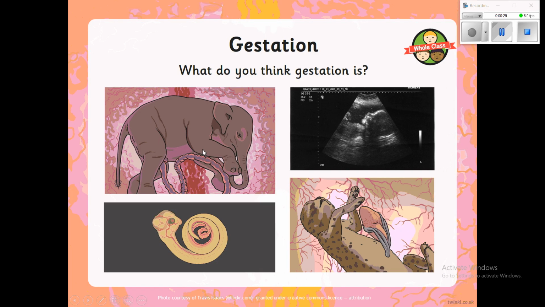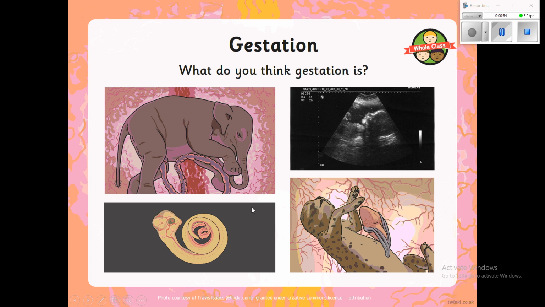So gestation, what is it? What do we think gestation is? So just have a little think to yourself now. So we've got these images here, 4 different images, showing gestation in different ways. So what do you think gestation is? Just have a little pause of the video and have a think to yourself what you think gestation might be. So you should have had a thought about that now.